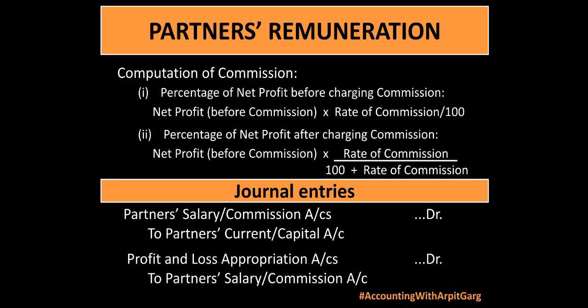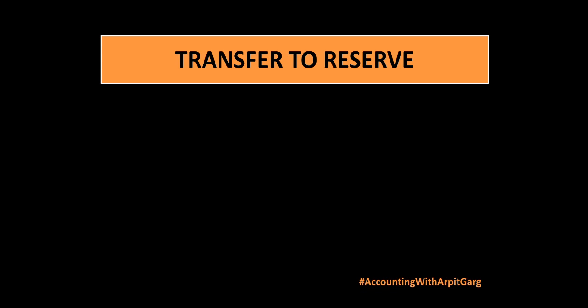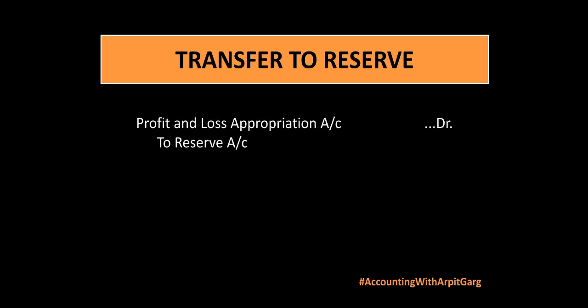Then our last topic of today, transfer to reserve. Calculation will be given in question. We can calculate using that percentage. The entry is profit and loss appropriation account debit to reserve. You can remember by the way that reserve is part of profit and profit has credit balance. So we will credit reserve, then debit profit and loss appropriation account.